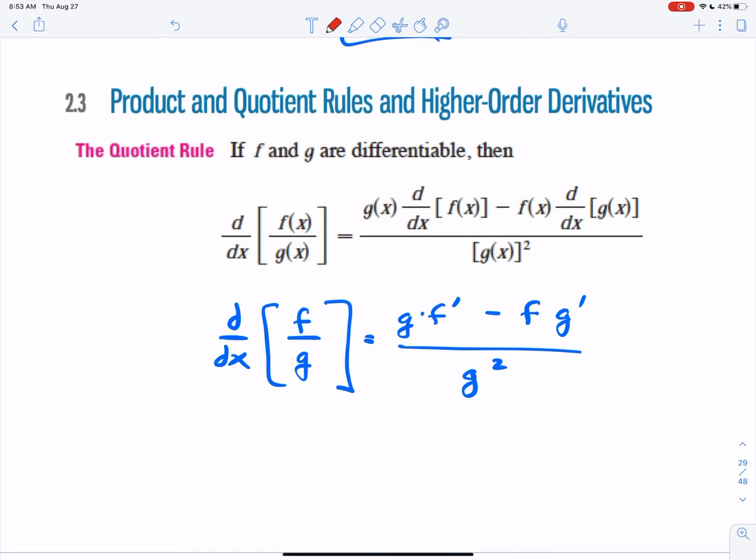Okay, so here, instead of using the words first and second, it makes a lot more sense to use top and then bottom. Because with a fraction, you have a numerator and a denominator, okay? So a top and then a bottom.